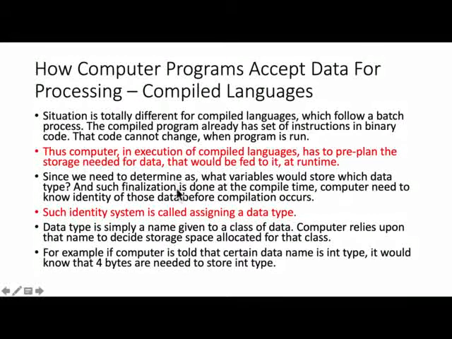So based on these facts, a data type is simply a name given to a class of data. The computer relies upon that name to decide the storage space allocated for that class. For example, if the computer is told that a certain data name is int type, it would immediately know that 4 bytes are needed to store int type. So that's where data types are created. It creates a class of data which will do certain storage, and it will need certain bytes to store it. That's actually one part of it. There are other things.